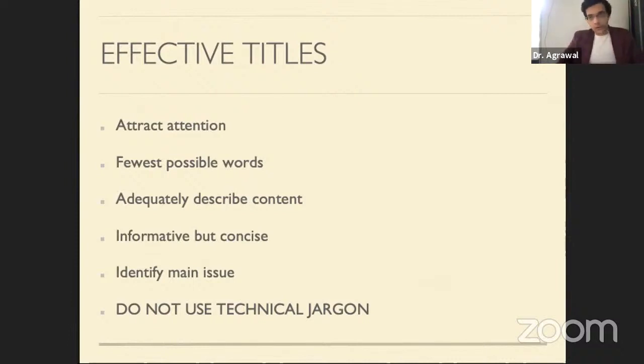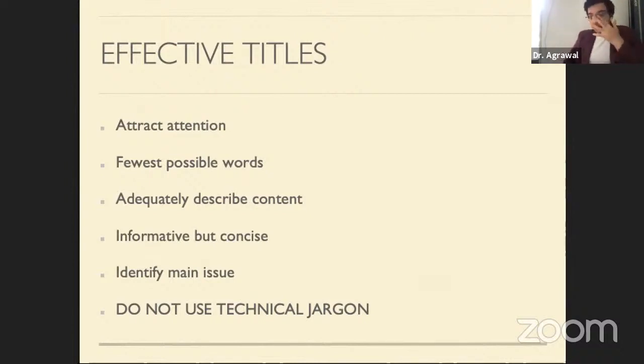Don't go on to include 15 or 20 words. Have the fewest possible words so it's easy to read. People should understand what you're talking about, what topic it is. You don't need to include exact information about your study participants unless it's relevant to that particular topic. Make it informative, but make it concise, and identify the main issue you're talking about.